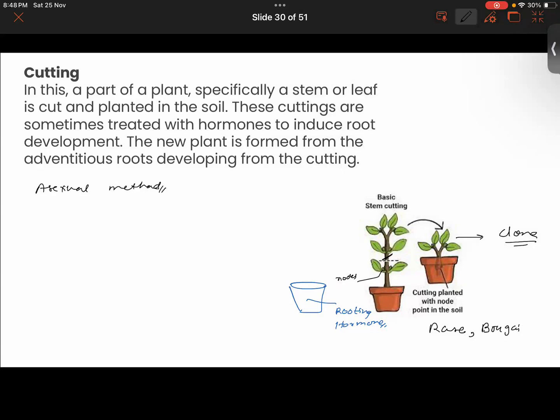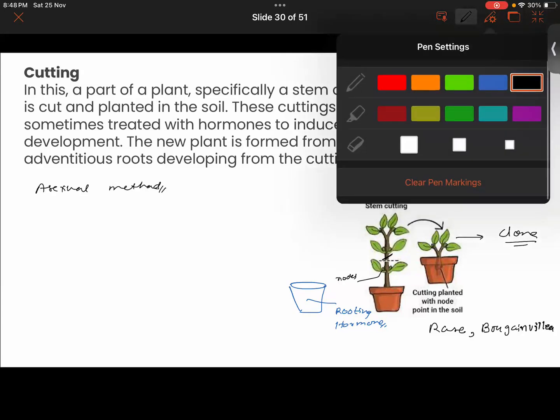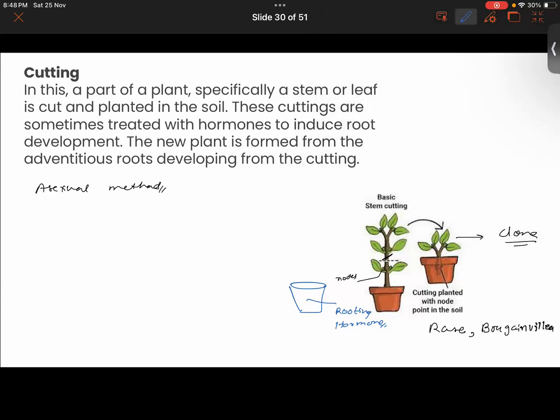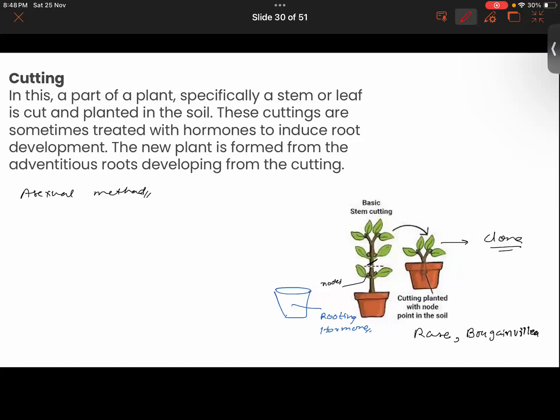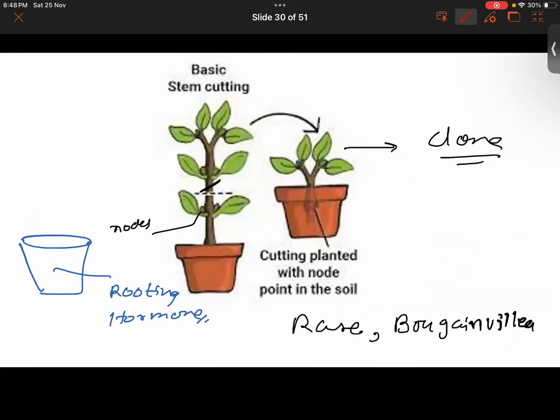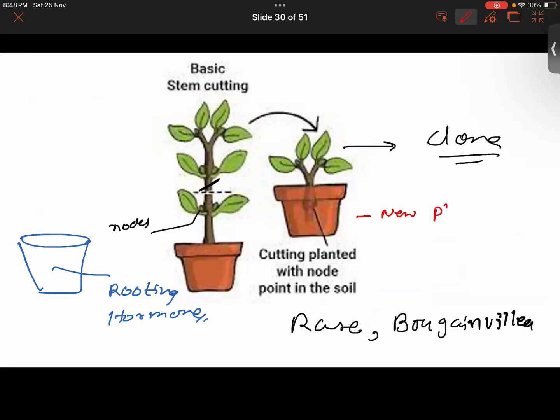Anyone like you guys know of some examples? Anyone who would like to give some examples for which cutting is done? Like money plant. For money plant also it is done. Good. Anyone having any questions here? Also, one important question here is that you guys tell me, this new plant that has developed now, has it actually developed from the radicle, or has it actually developed from the adventitious roots?